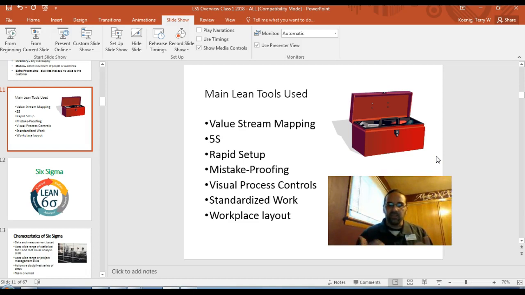So it's learning some tools. And these are just some of the more popular lean tools. Value stream mapping, which you'll learn, 5S, which is very common, rapid setup, mistake proofing or poka-yoke, visual process controls used almost everywhere, standardized work, again very common, and workplace layout. So that's the lean aspect of it.